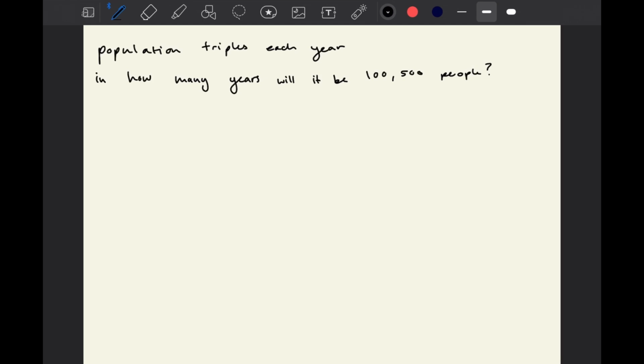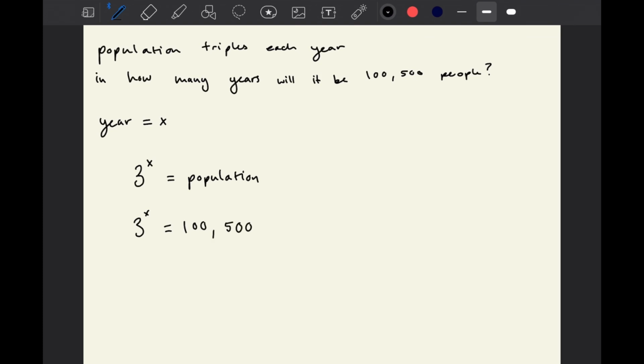Well, you would probably say that each year, let's define a year by the variable x. And we know that it triples every year, so we know that 3 to the power of x is going to be equal to the population. In this case, we want the population to be 100,500. So 3 to the power of x is going to have to equal 100,500. And do you see where you run into problems?